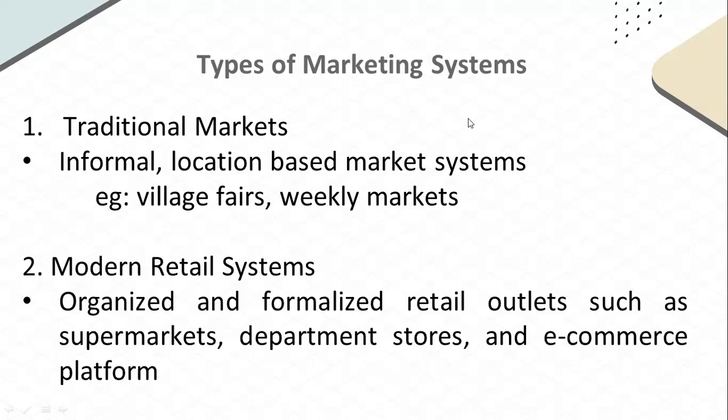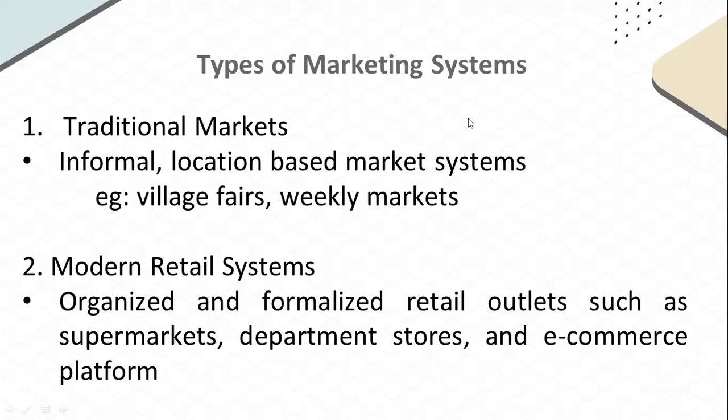Then there is another market system called modern retail systems. This modern retail system is not like traditional markets. This is an organized market system, right? So it's organized and formalized retail outlets. මේවා organized and formalized retail outlets. The best example is the supermarkets. They are well organized, well formalized retail outlets, right?